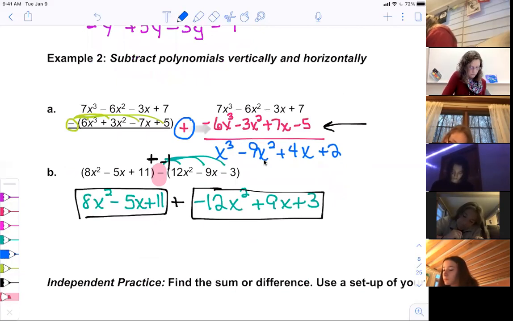So you would get -4x squared plus 4x and plus 14. Awesome. Nice job.